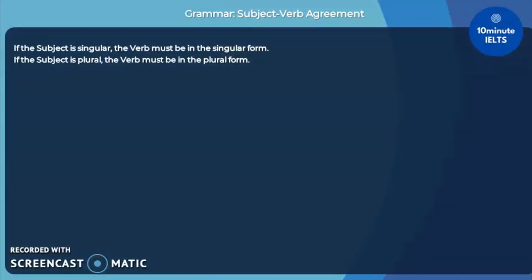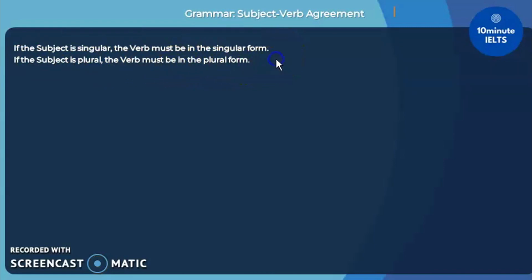Welcome to 10-Minute IELTS. Today, we'll be tackling grammar, specifically Subject-Verb Agreement. This is one of the most basic rules that states if the subject is singular, the verb must be in the singular form. And if the subject is plural, the verb must be in the plural form.